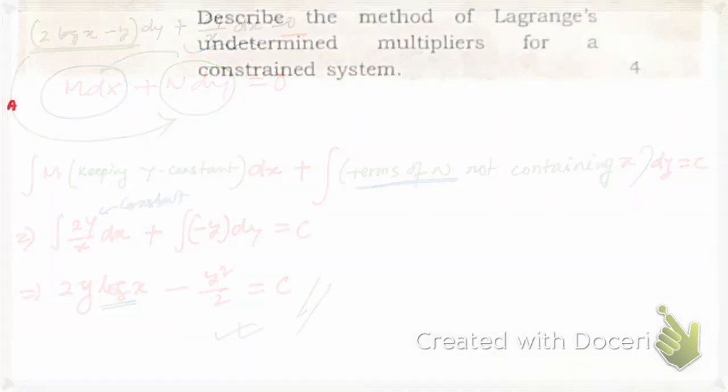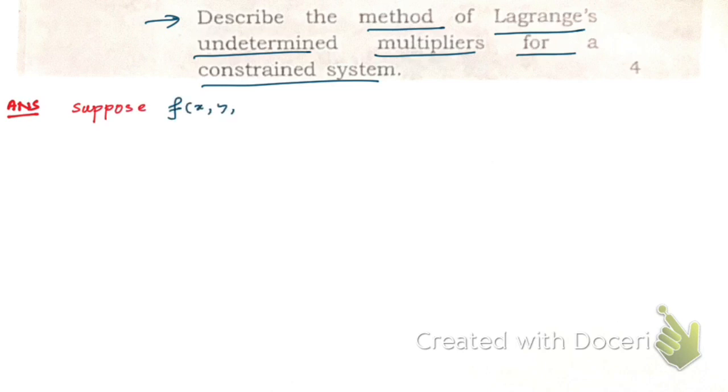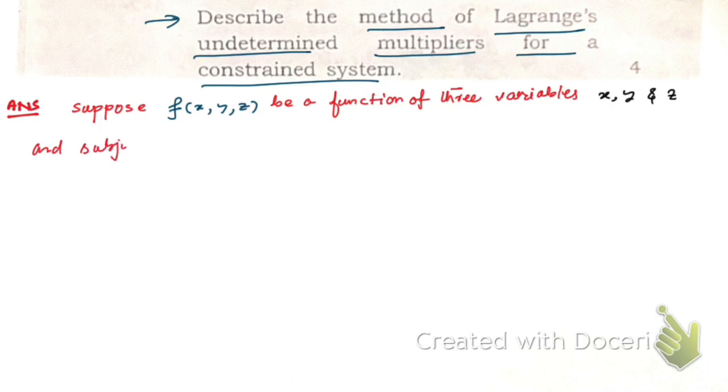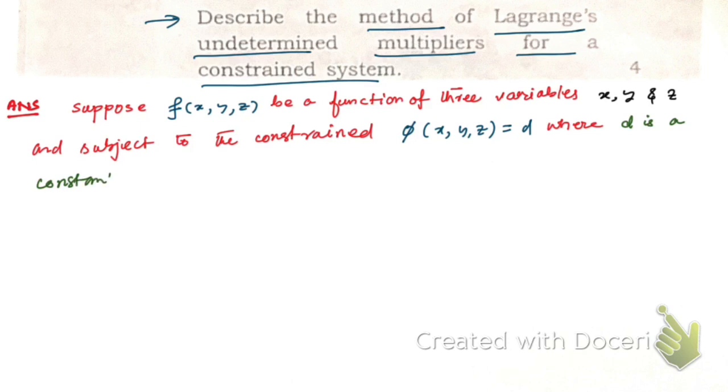So hope you have understood. This is our next question. Describe the method of Lagrange undetermined multipliers for a constraint system. Suppose we have a function f of 3 variables x, y and z, and subject to the constraint phi of x, y, z is equal to d, where d is a constant.